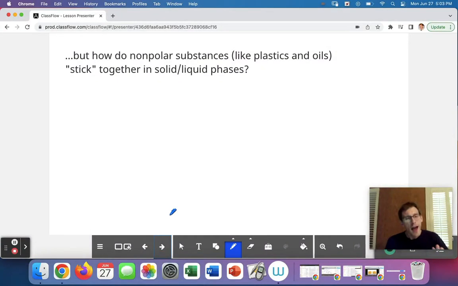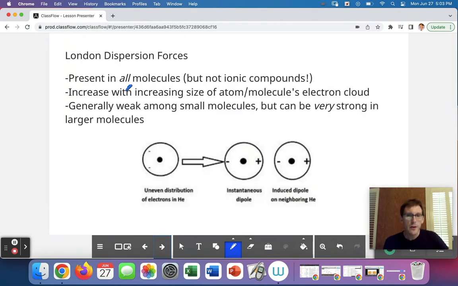My next question is, how is it that nonpolar substances stick together if there aren't any dipole interactions going on? Things like plastics and oils don't boil very easily. Try boiling oil. It'll actually start smoking and catch fire before it boils. Well, there's a good explanation for this, and this is called London dispersion forces. London dispersion forces are present in all molecules, not ionic compounds, but all molecular compounds, even water. Now, they might not be the strongest intermolecular force, but they are there.